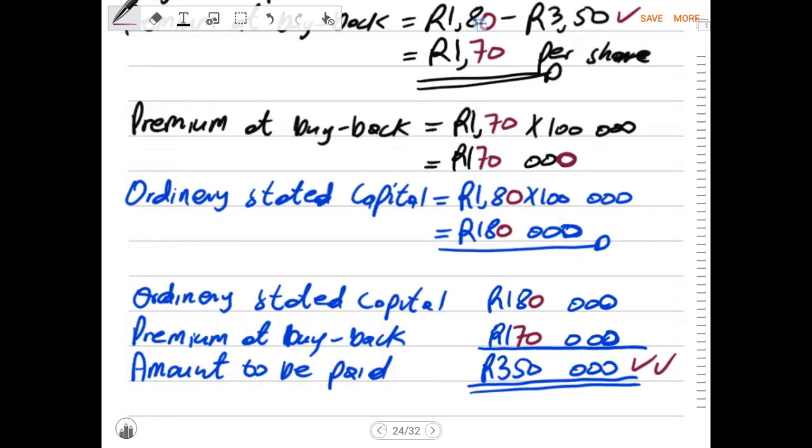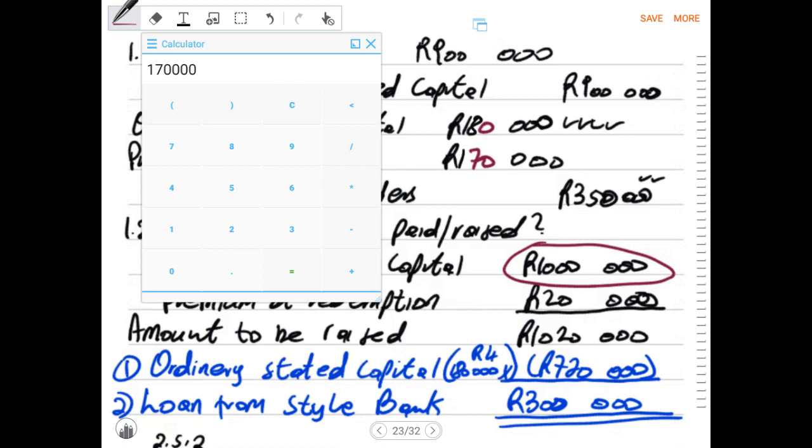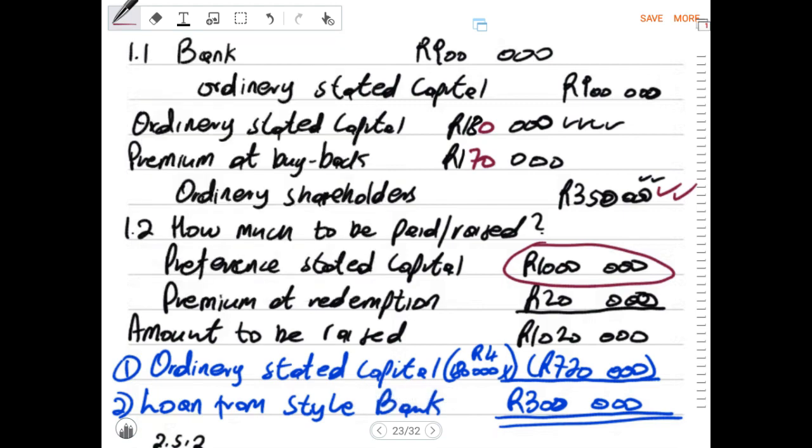So now because of that, in the journal entry now, we have to make adjustments and say under our ordinary stated capital, it will be 180,000, as we have seen that. And under our premium at buyback, it will be 170,000. Then, however, now when we add the two, 170,000 plus 180,000, it still gives us the same 360,000. So now there is no adjustment with regards to that.